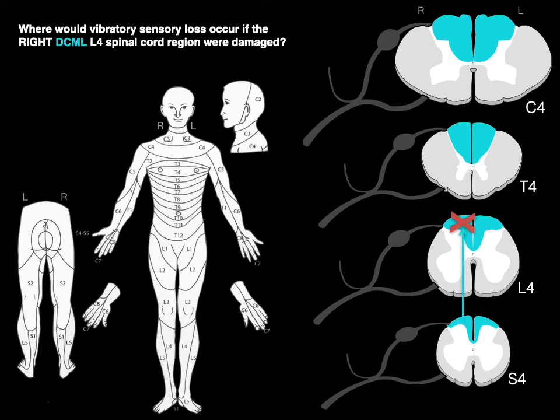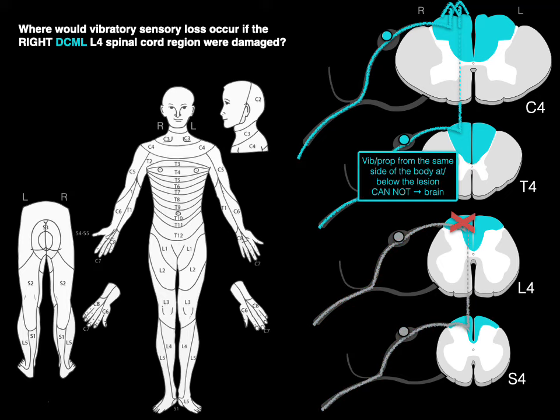So ascending information on that ipsilateral side is going to be problematic. But we see that ipsilateral information on rostral spinal cord segments is unaffected, but at the level and levels below are all going to be affected. So vibration and proprioception from the same side of the body at or below the lesion cannot get to the brain. And so if we're on the right DCML, we are going to lose vibration and proprioception on the right side of the body from that level and down. Does that make sense?